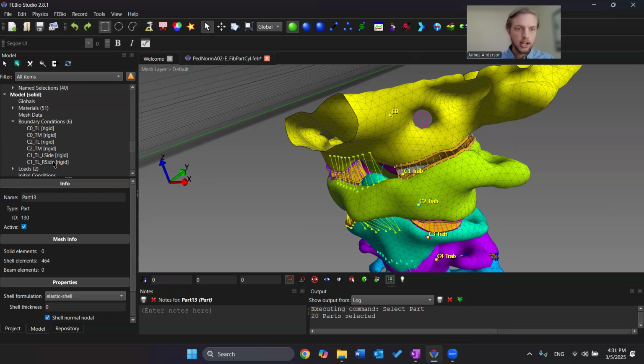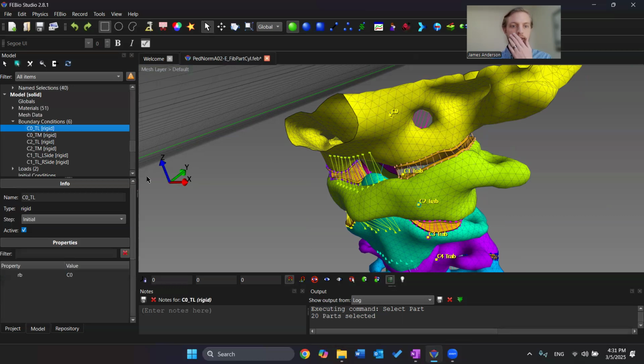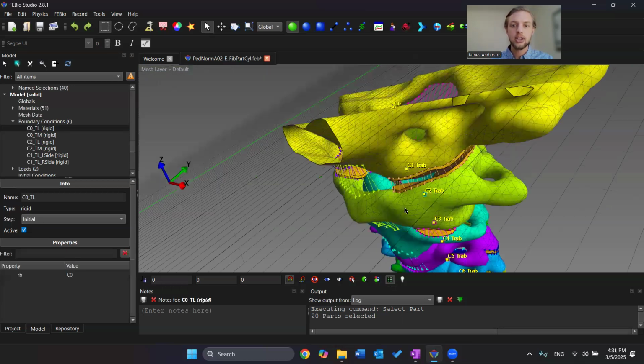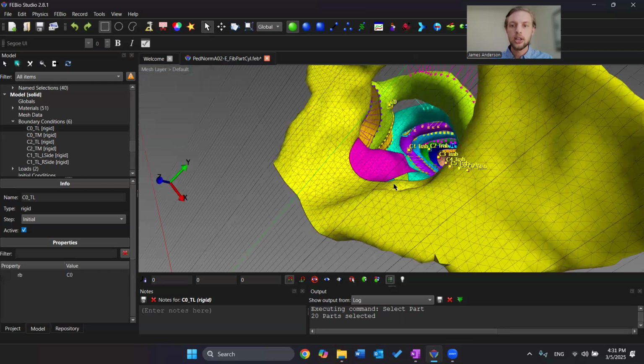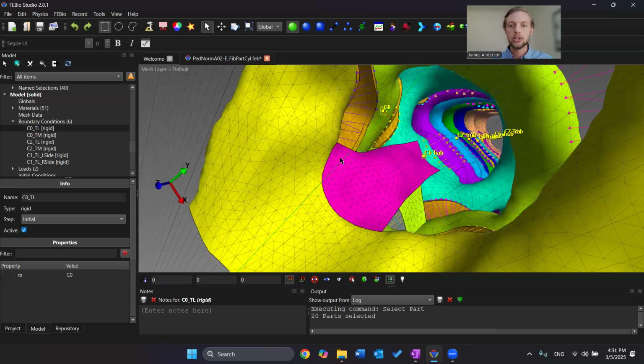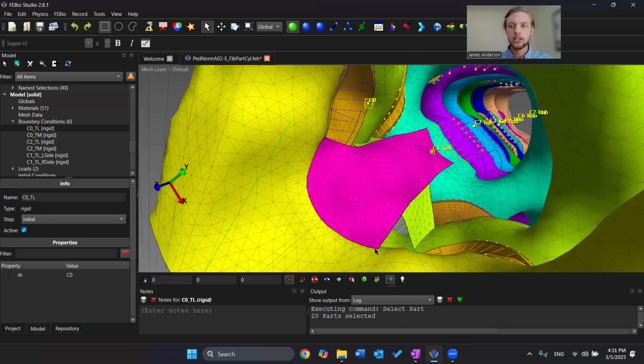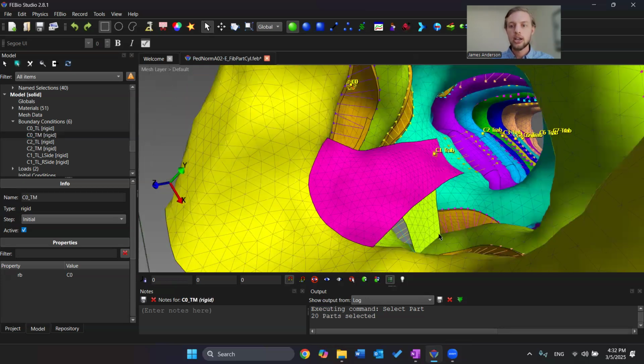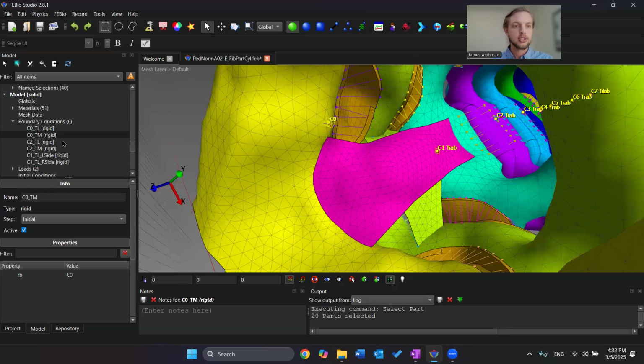Left side, right, and right side. So what this does is connect the TM and the TL to their respective rigid bodies. This defines a certain number of elements on the side here and says they are rigidly connected to this material, in this case, C0. And then this one connects TM, the transverse membrane, to C0. And then those are redefined in the different attachment points.